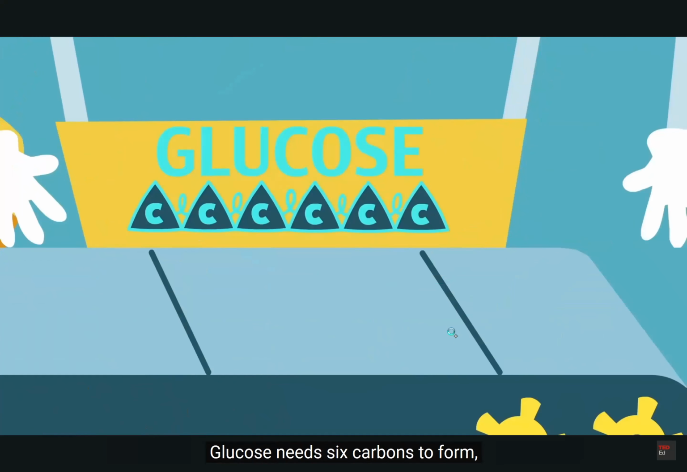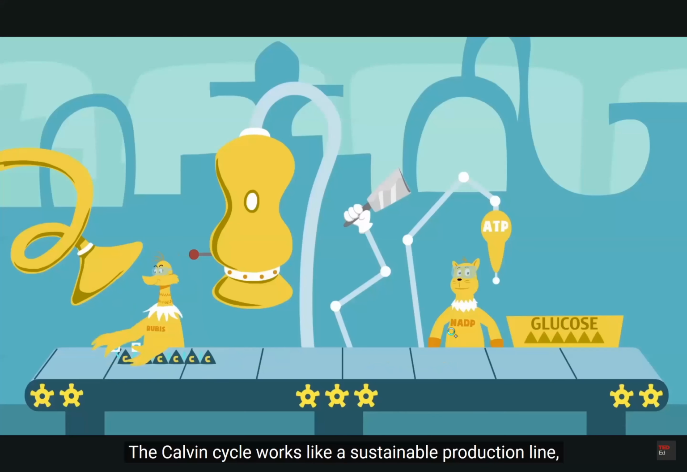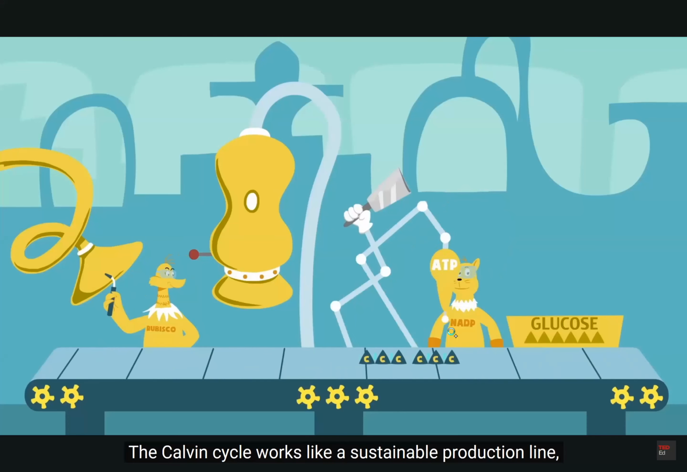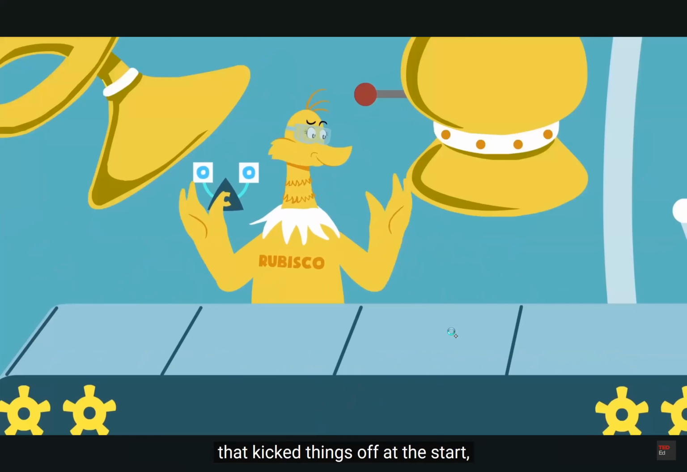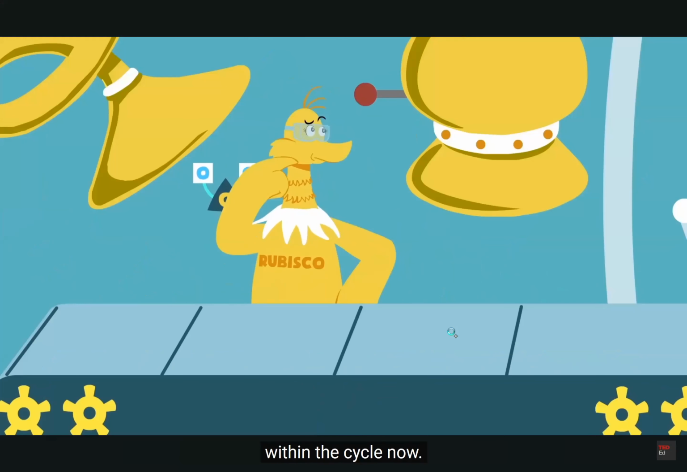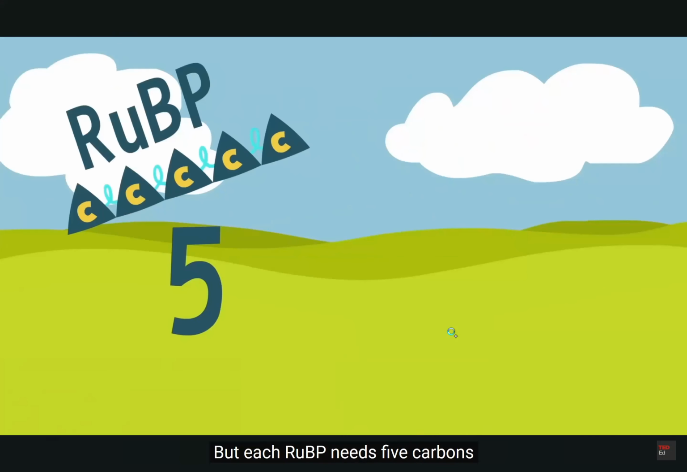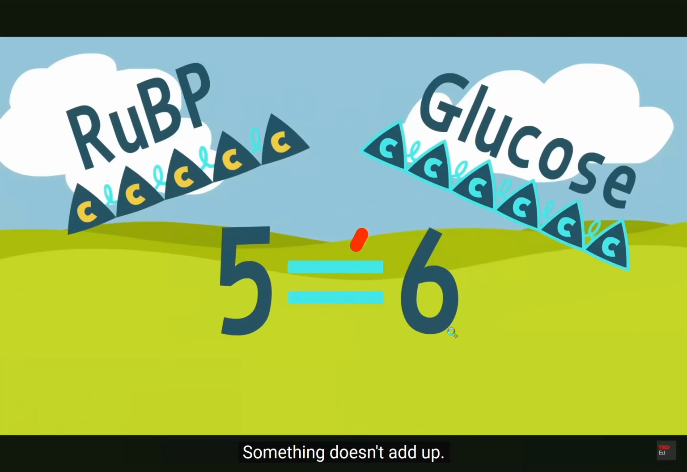Glucose needs 6 carbons to form, made from 2 molecules of G3P, which incidentally have 6 carbons between them. So sugar has just been manufactured, right? Not quite. The Calvin cycle works like a sustainable production line, meaning that those original RUBPs that kicked things off at the start need to be recreated by reusing materials within the cycle now. But each RUBP needs 5 carbons, and manufacturing glucose takes a whole 6. Something doesn't add up. The answer lies in one phenomenal fact.